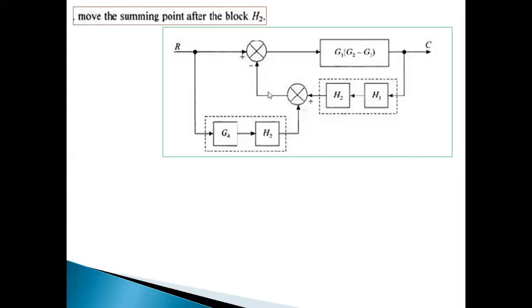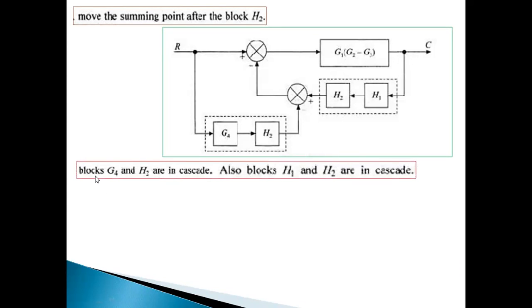Is there any doubt? If you have any doubts, you can raise them. Okay, next. Now these two are in cascade connection. We can merge these two blocks, or we can interchange these two summing points, or we can merge these two summing points. We can split those two summing points. Anything is possible with summing points.